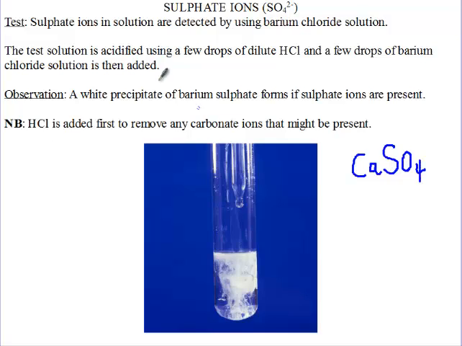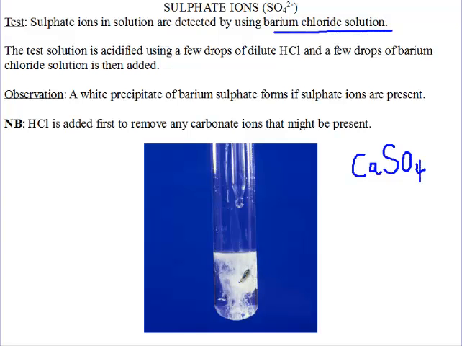Now sulfate ions are detected by using barium chloride solution. We take our suspected solution and then we acidify the solution by adding a few drops of HCl.